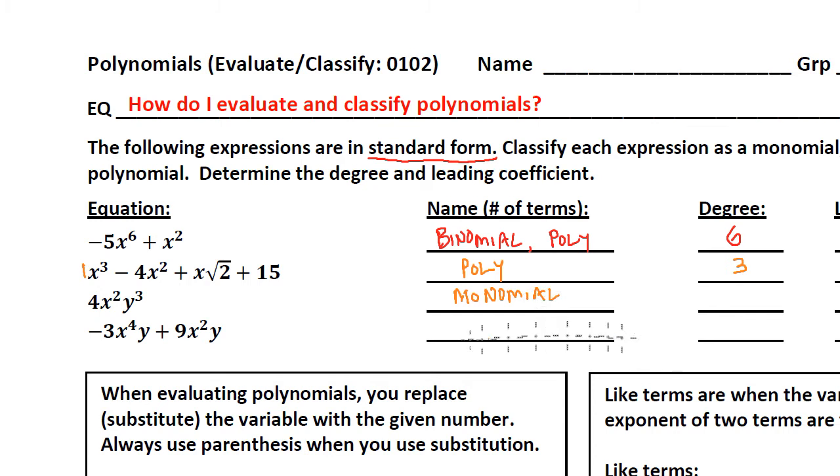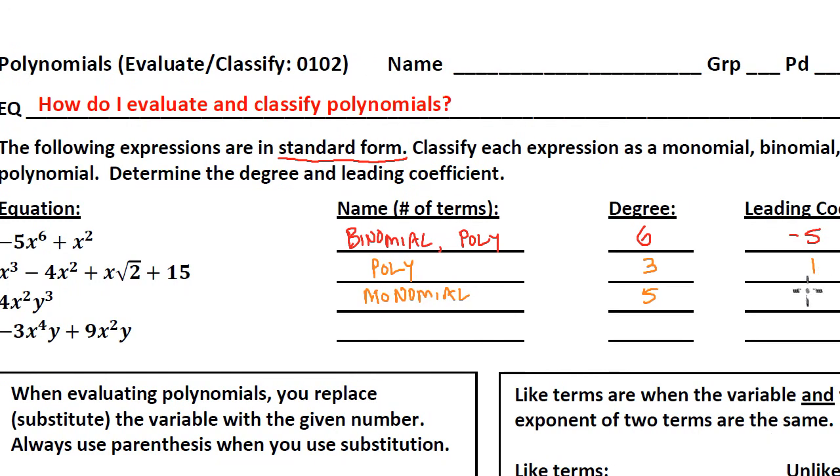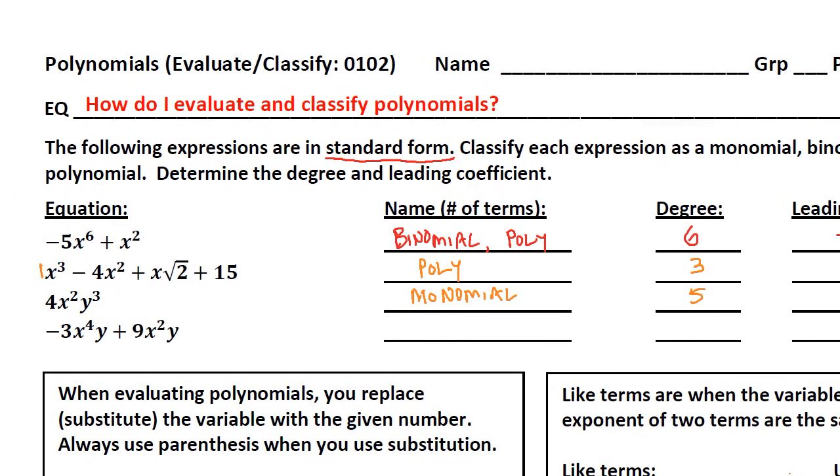And since it only has one term, it's not a polynomial. The degree here is 4. Sorry, correct myself on that. Let's take a look. When we get degrees, we look at each term and then add the exponents on the variables. So we've got 2 plus 3 is 5, so the degree here is 5. And then the leading coefficient here, there we go, that's going to be a 4.